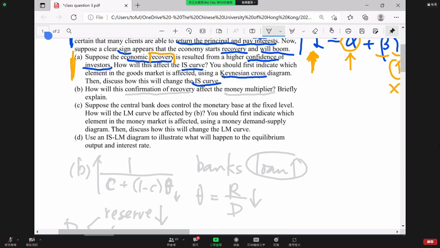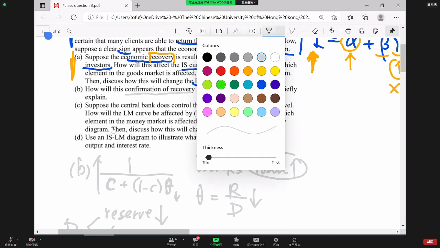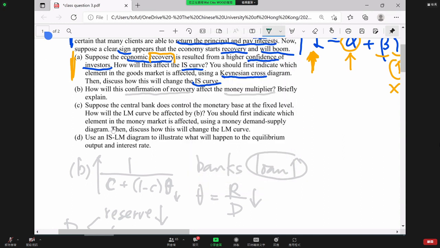Okay. Next. C. Suppose the central bank does control the monetary base at a fixed level. H is the same, right? H is controlled to be unchanged.